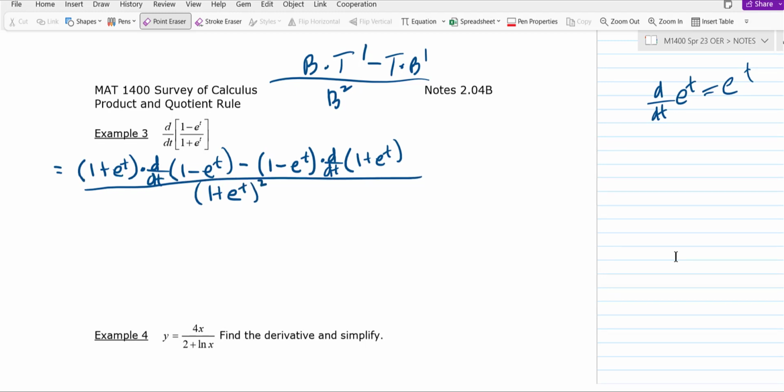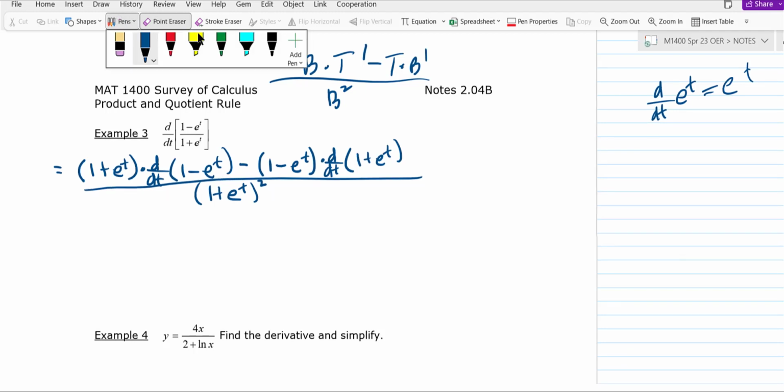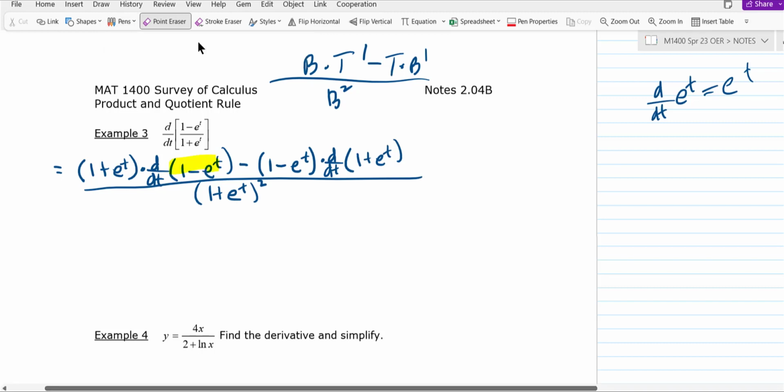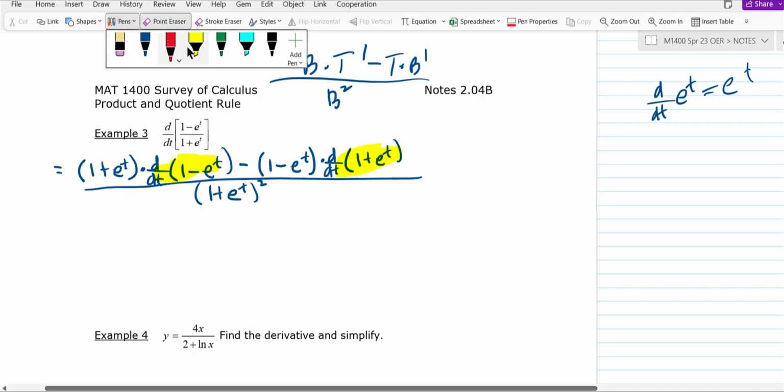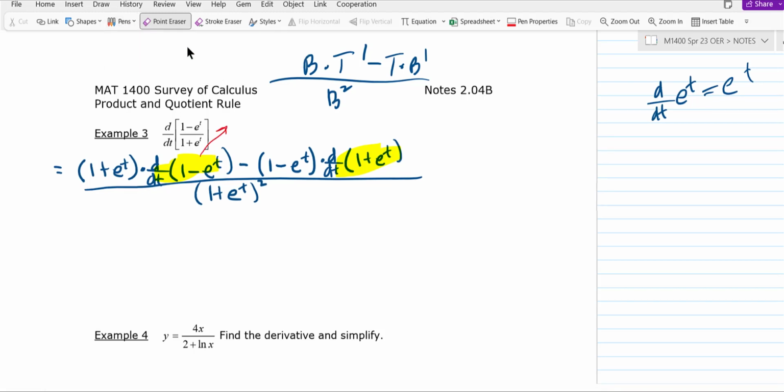What happens on the problem is when we're done with the next step, then you're done with the calculus part of the problem. Okay? So what we need to do is do these two derivatives right here to get this completed. All right, so let's do this in our head. What's the derivative of 1 minus e to the t in your head? Negative e to the t. The derivative of 1 is 0. Derivative of negative e to the t is negative e to the t.